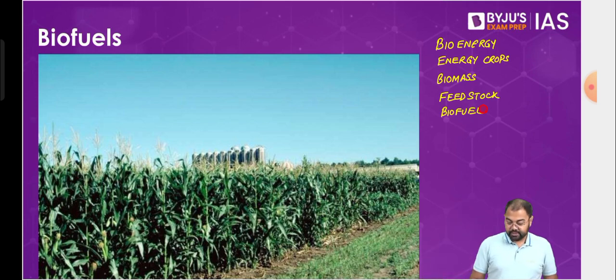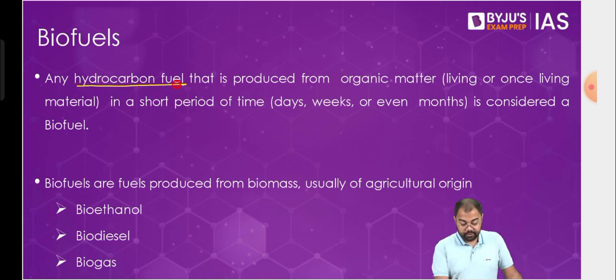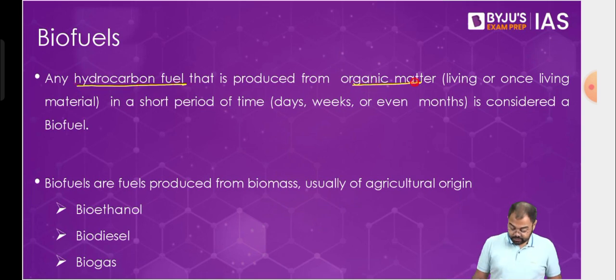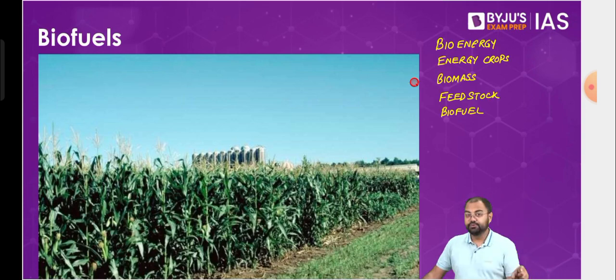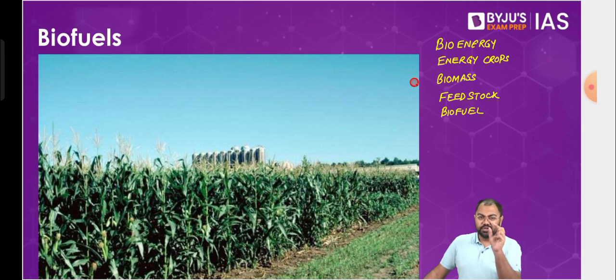And then lastly, the term biofuel. Now, in case of biofuel, biofuel is also a hydrocarbon based fuel, right? This is a hydrocarbon based fuel produced from organic matter, meaning plants and animals. So now the question is, biofuel is a hydrocarbon based fuel, and fossil fuels like petroleum are also hydrocarbon based fuels. What is the basic difference between petroleum and biofuel?